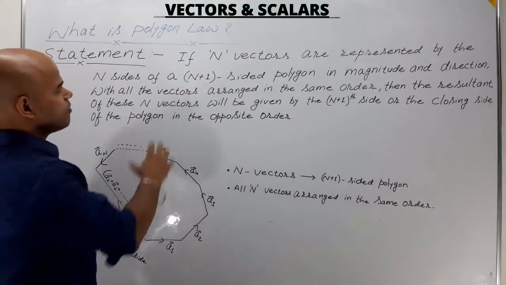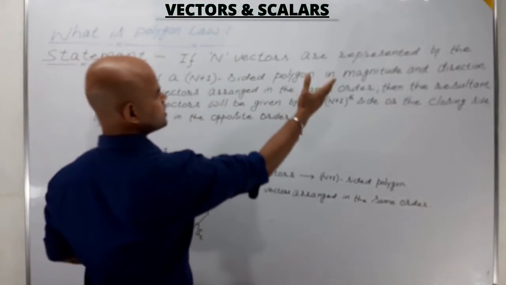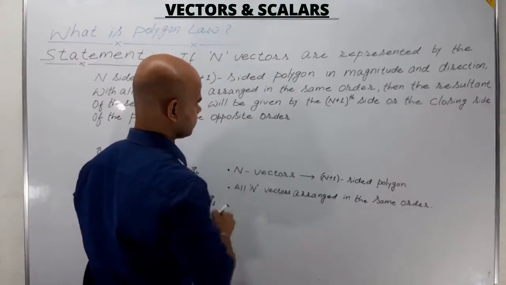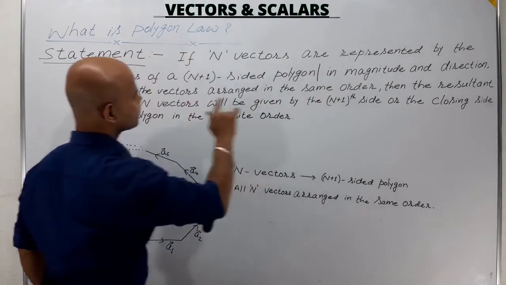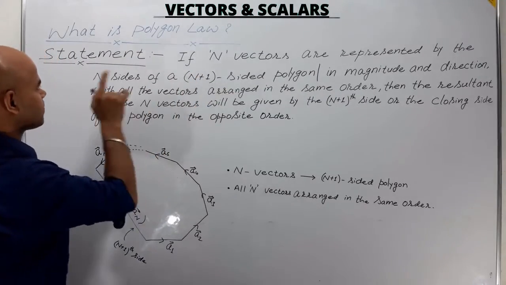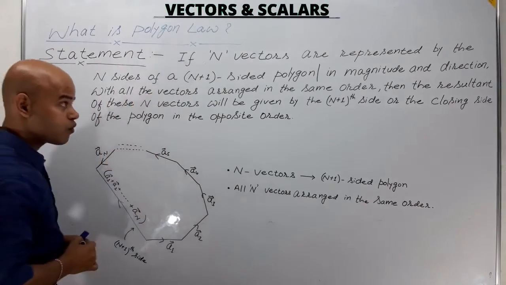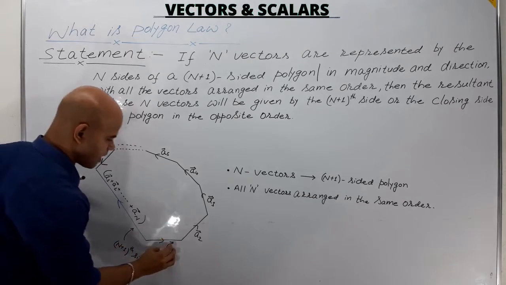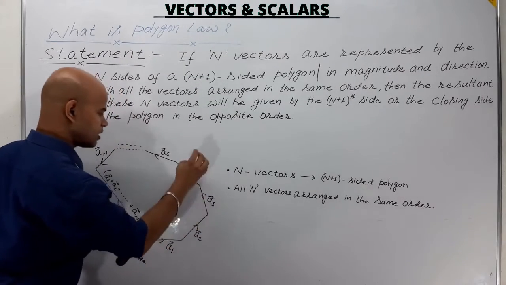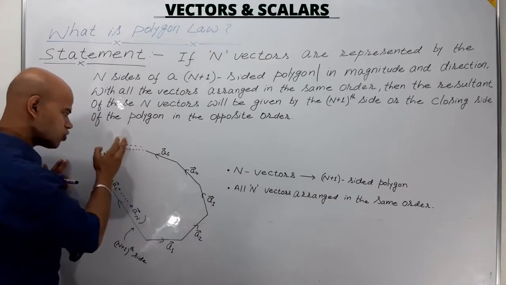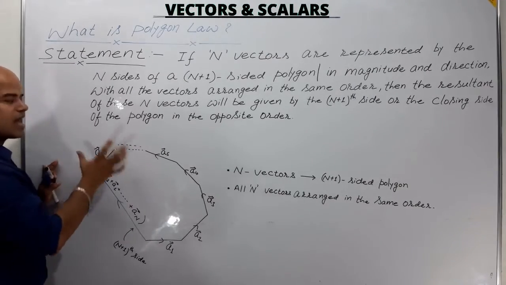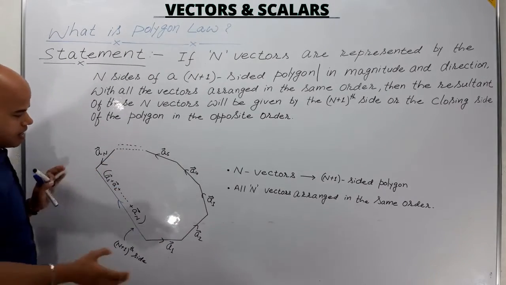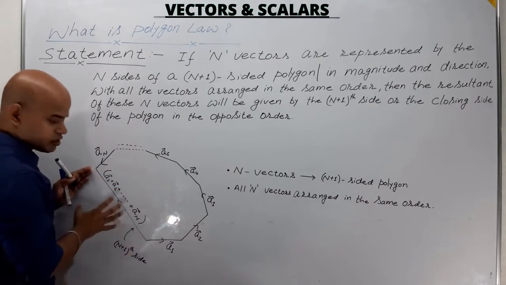If n vectors are represented by the n sides of an n plus 1 sided polygon. So let's look till here. If n vectors are represented by the n sides of an n plus 1 sided polygon. So see here, n vectors: a1 vector, a2 vector, a3 vector, a4 vector, a5 vector, and so on, continued till an vector. Means how many vectors do we have? N vectors. Now this is the closing side, this blue one.